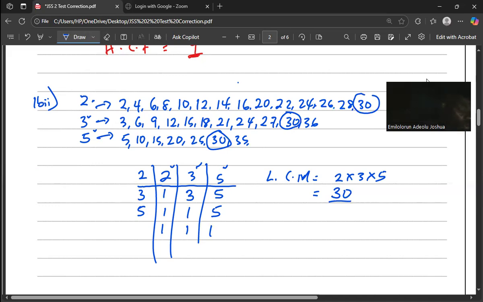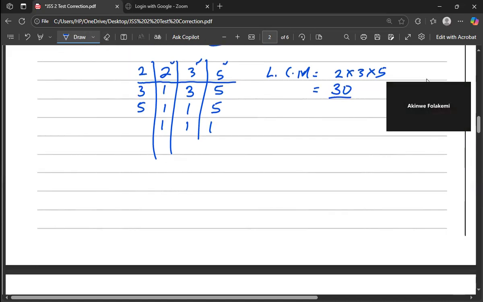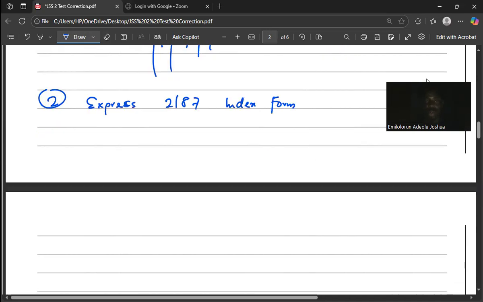We just have 2 minutes to go. And this is question 2: express 2187 in index form. So it's just like the normal way of doing it. Let's say we have less than 2 minutes.